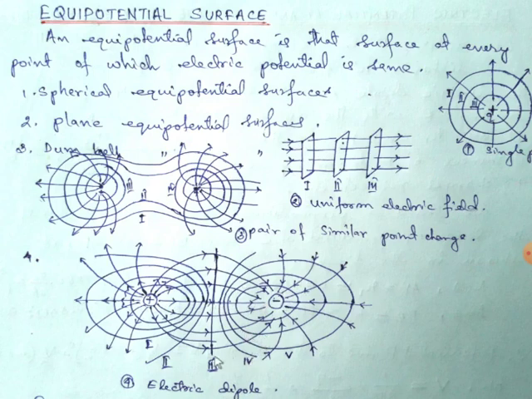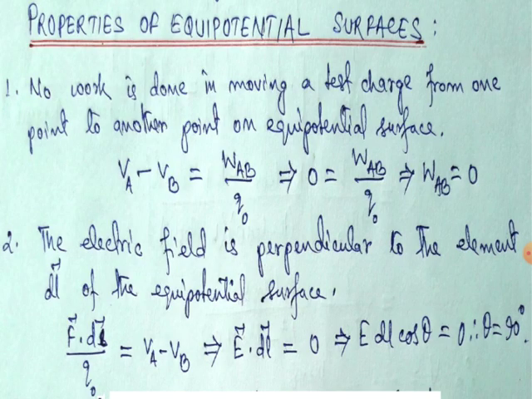Also, in the middle of this electric dipole, the equipotential surface will be flat and plane, but the others will be curved like this. Got it? Yes, let's see the properties of equipotential surfaces next.